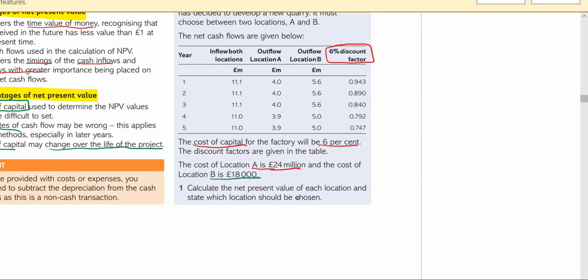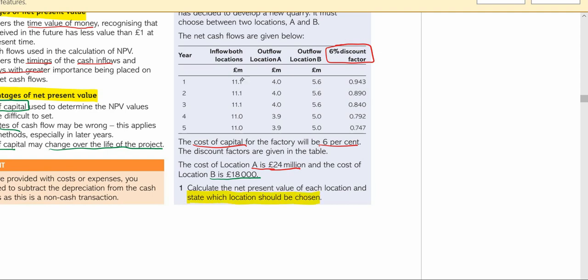Calculate the net present value of each location. So we have to calculate the net present value of both locations, and state which location should be chosen. So which one is stated best.